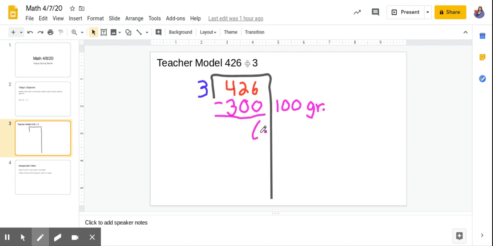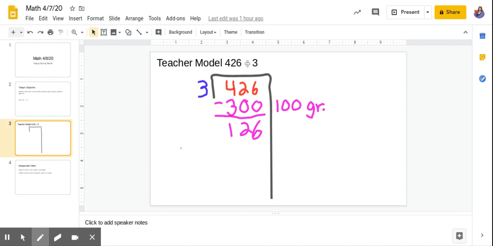6 minus 0 is 6. 2 minus 0 is 2. 4 minus 3 is 1. So now I'm repeating that same thought process again. What multiplication fact do I know that'll get us close to 126? Now I don't want to think small. Again, I want to think big.